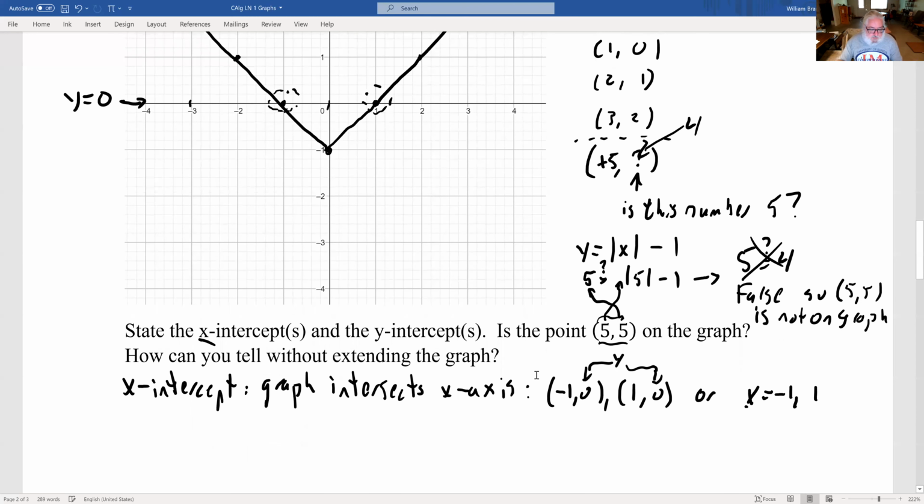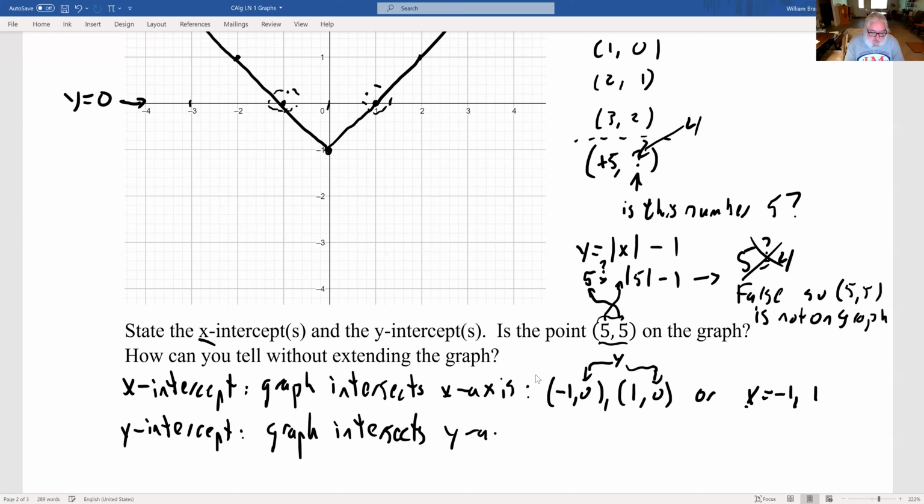So the y-intercept, it's where the graph intersects the y-axis, right? And this is the y-axis here. So this is our only y-intercept. And that's the point x equals 0, y equals minus 1. Or we can just say that this is y equals minus 1, because every point on the y-axis has an x value of 0. So you can just say y equals minus 1, because we know that the x value is 0.